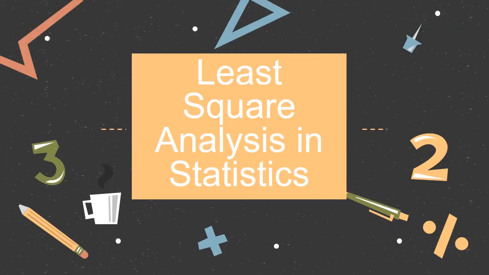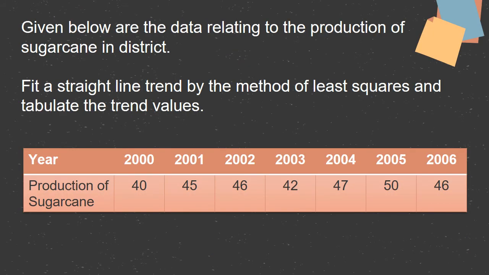Now we have least squares analysis in statistics. Given below are data relating to the production of the sugarcane industry. Fit a straight line trend by the method of least squares and tabulate the trend values. For the years 2000, 2001, 2002, 2003, 2004, 2005, and 2006, the production of sugarcane is 40, 45, 46, 42, 47, 50, and 46 respectively.